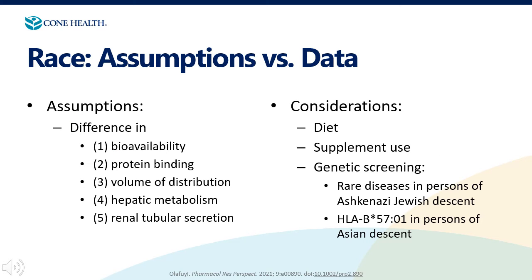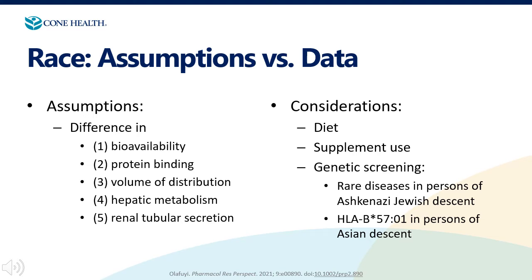Looking at articles from around 1995, it was assumed that race caused differences in bioavailability, protein binding, volume of distribution, hepatic metabolism, and renal tubular secretion of medications. When this data was reconsidered, it was evident that other patient-specific factors like diet and supplement use could have more heavily impacted this data. When considering prescribing medication, diet and supplement use are valid things to consider, but we shouldn't assume patient-specific factors based on race.